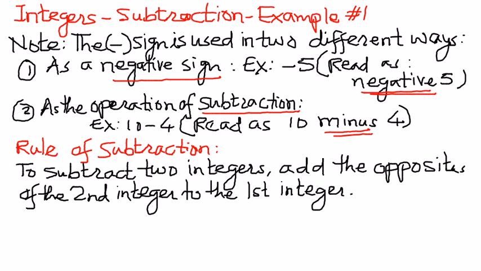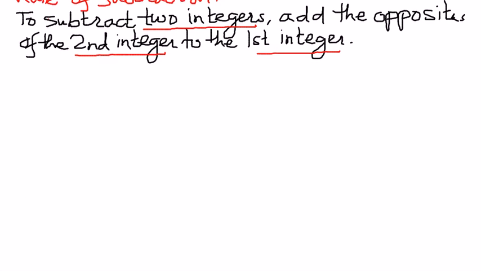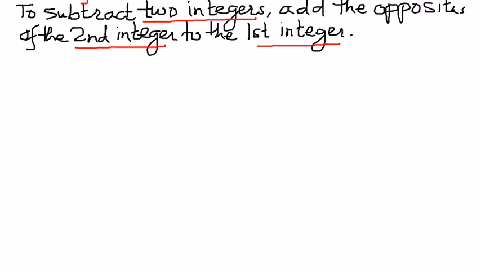There is also a rule associated with subtraction, and the rule is as follows. To subtract two integers, we add the opposite of the second integer to the first integer, and that is how we're going to use this rule to be able to simplify numbers. Let us look at a few examples to understand this concept.